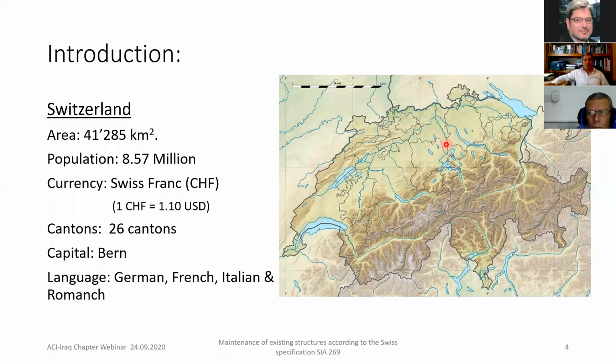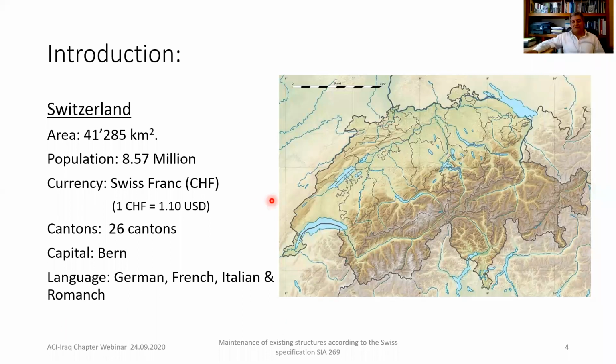The most important part of the country is the region of Zurich here, the Arc Lémanique, the Lemanic Arch between Geneva, Lausanne, and Montreux, and Basel in this area. So this is Switzerland.